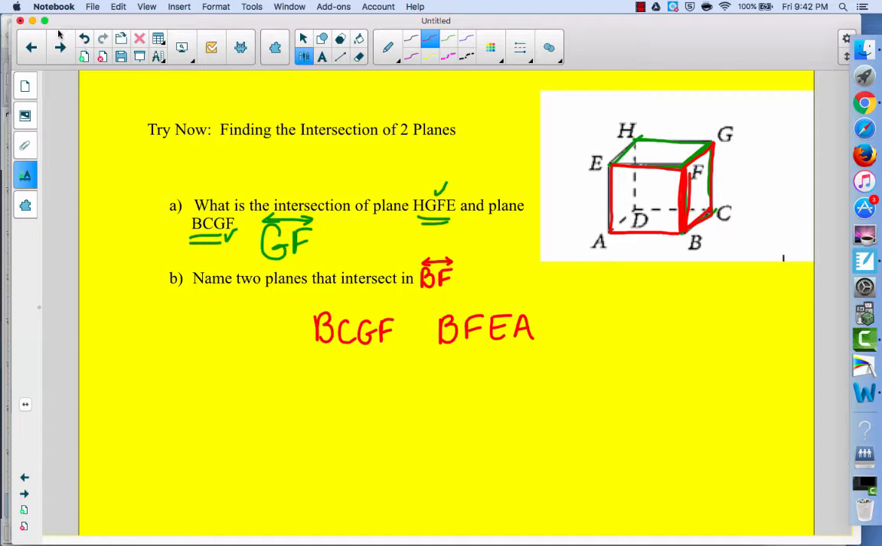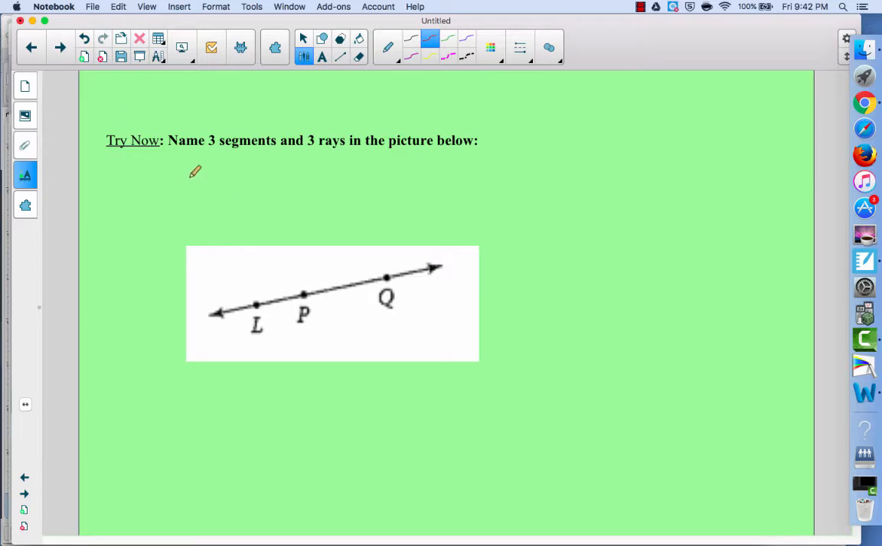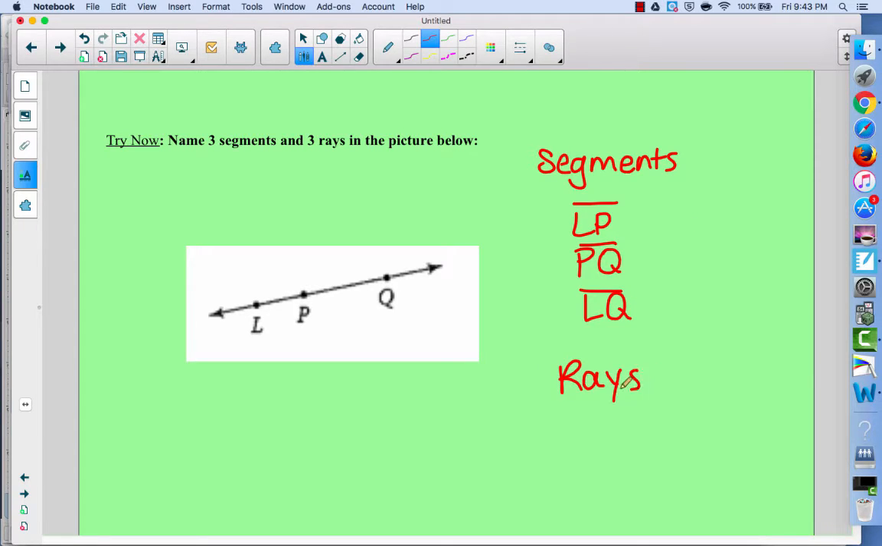All right. So hopefully you're feeling pretty good about points, lines, and planes. So I'm going to ask you to look at this diagram and name 3 segments and 3 rays in the picture. Take a second, do it, and come back and I will tell you the answers. Okay, you're back. So our segments I hope you got were LP using the segment symbol, PQ using the segment symbol, or LQ. Those are all segments.